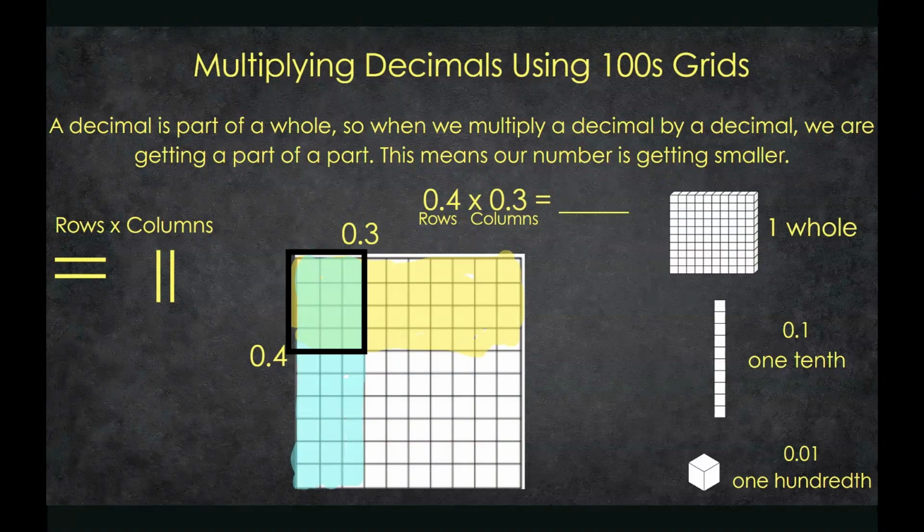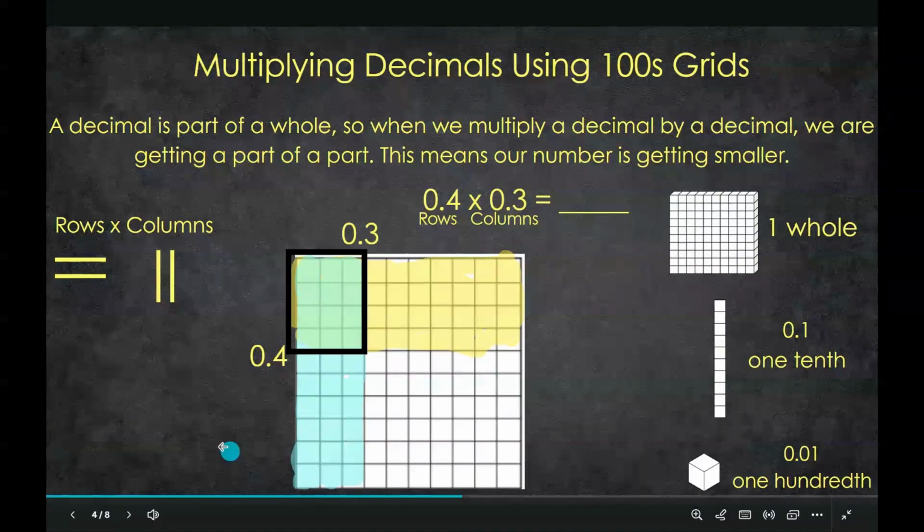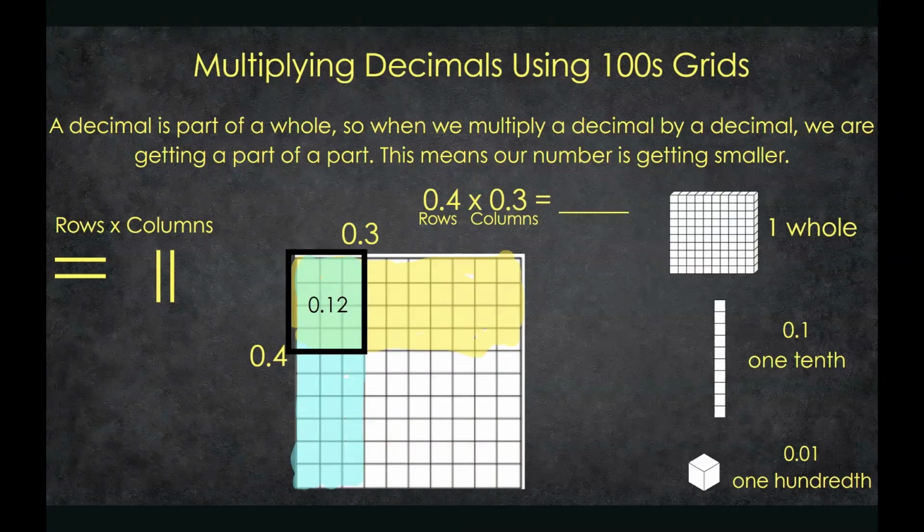All we have to do is count the hundredths inside our box where the two colors have overlapped. So I have 3 hundredths, 6 hundredths, 9 hundredths, 12 hundredths. I count 12 hundredths inside that box. That means 4/10 times 3/10 is 12 hundredths. And that's how we model a decimal times a decimal on a hundreds grid. Let's take a look at one more example.